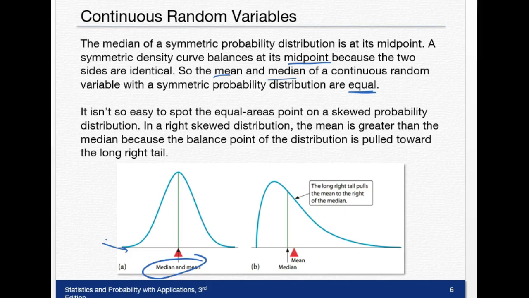Now, it's not so easy to spot the equal areas point on a skewed probability distribution. In a right skewed distribution, remember the mean is non-resistant, the mean is greater than the median because the balance point of the distribution is pulled along the right tail. It gets pulled toward the tail. So the mean gets higher than the median. It's pulled to the right. And you can imagine if it was skewed to the left, the mean would be pulled to the left of the median.